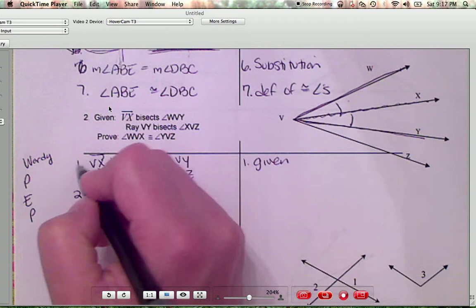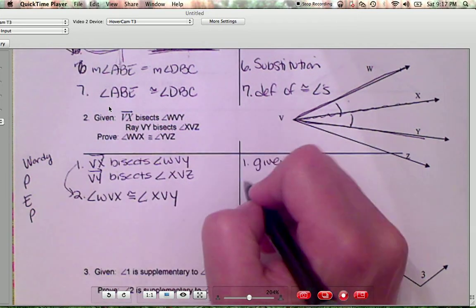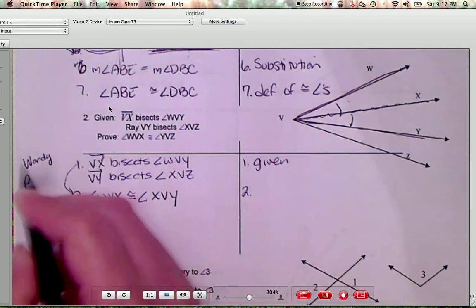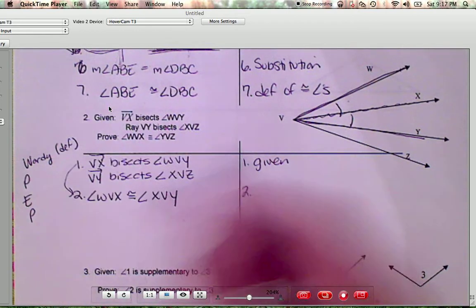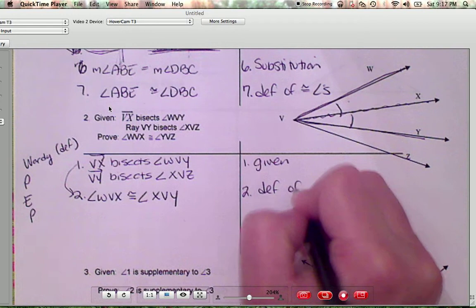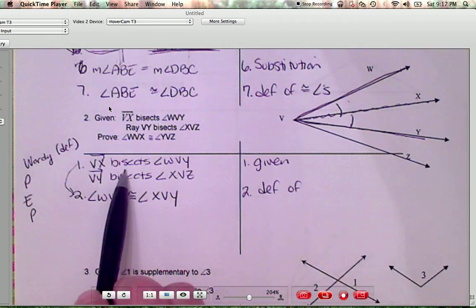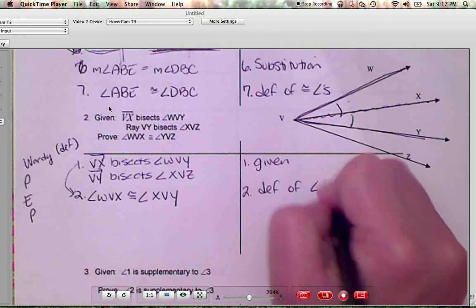And the reason we can undo that is that wordy statements are always going to be definitions. They're always definitions. So this one is definition of, and you just look for the word, and the word is of course bisect. So definition of angle bisector.